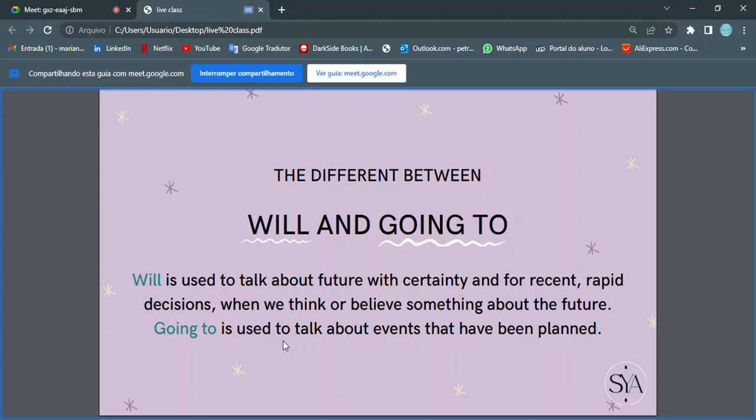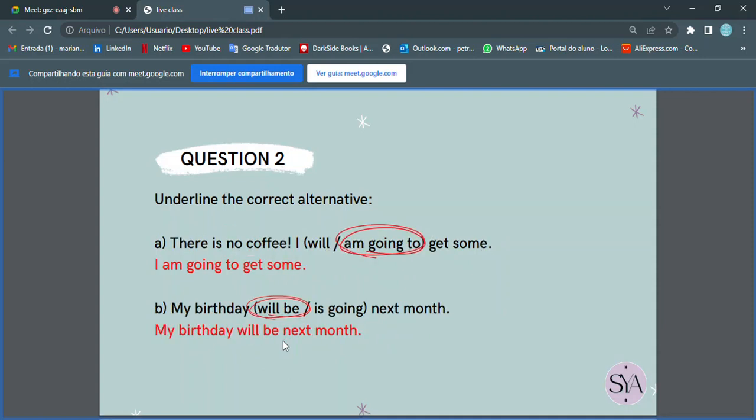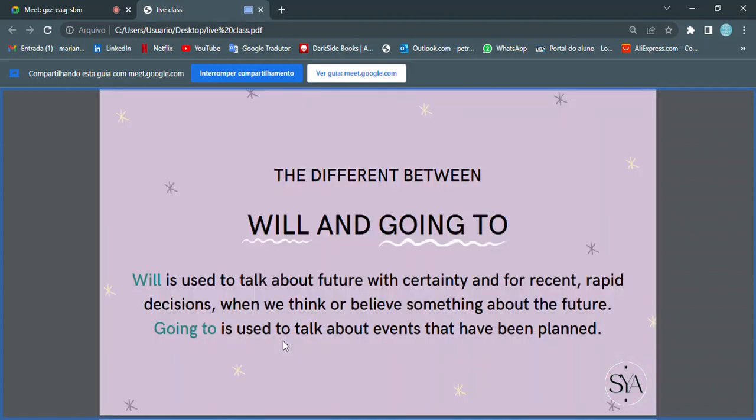So let's analyze again all the sentences here. The first one, the person knew that there is no coffee and he was planning to get some. So it's not a spontaneous action. It's not something that he decided right at the moment. He knew that there is no coffee, so he needs to buy more. So in this case, we use the going to, right? Because it's used for events that have been planned.